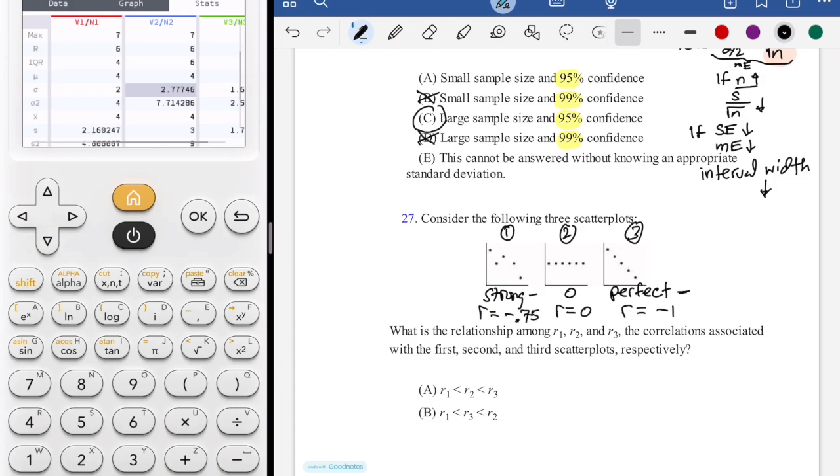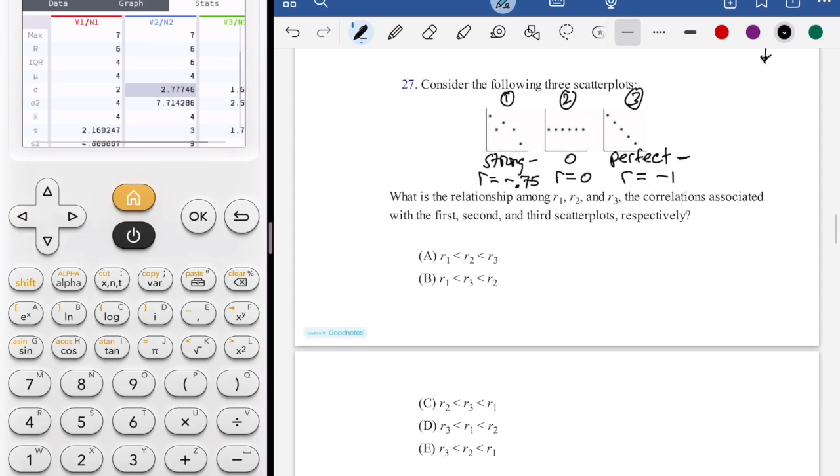Doesn't really matter. But in order of least to greatest, I'll give a little subscripts here. This is 1, 2, and 3. So the smallest one would be my R3. Next up would be my R1. And then after that would be my R2. So it looks like choice D.